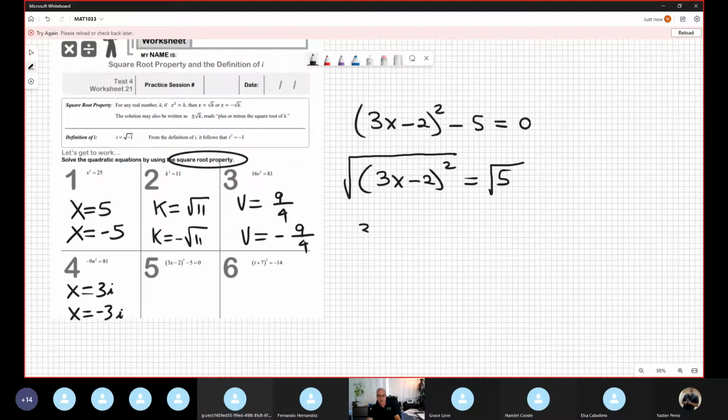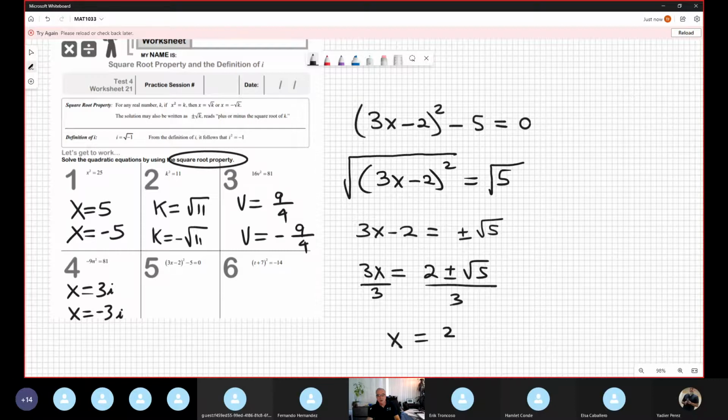Then, it is obvious that 3x minus 2 stays without the square, because the square and square root cancel each other. And on the right hand side, we have plus and minus, don't forget this, please, radical 5. And the rest is easy. It looks like a linear equation. 3x is equal to plus and minus radical 5. I move 2 to the other side, as a positive 2. You can put it in the first place or in the second, it doesn't matter. I prefer the first place. And finally, divide by 3. x is equal to 2 plus or minus radical 5 over 3.